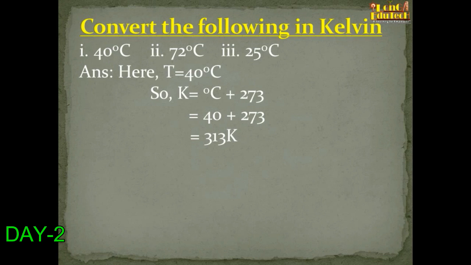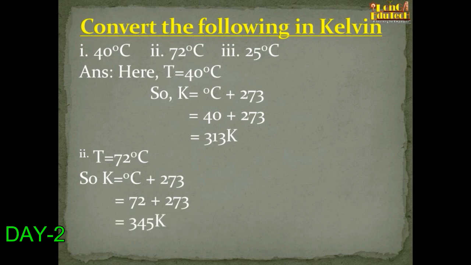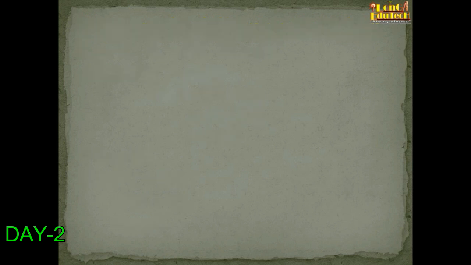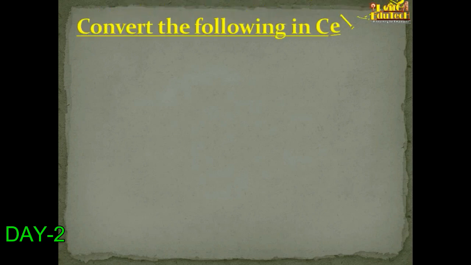So this is simple. And number 2, here 72 degrees Celsius is given, right? Same thing, here we apply the formula. Then it is 72 plus 273, right? Then it comes to 345 Kelvin. And number 3 will be your homework. Okay, assignments. Again, let us learn to convert the following into Celsius, Kelvin to Celsius.